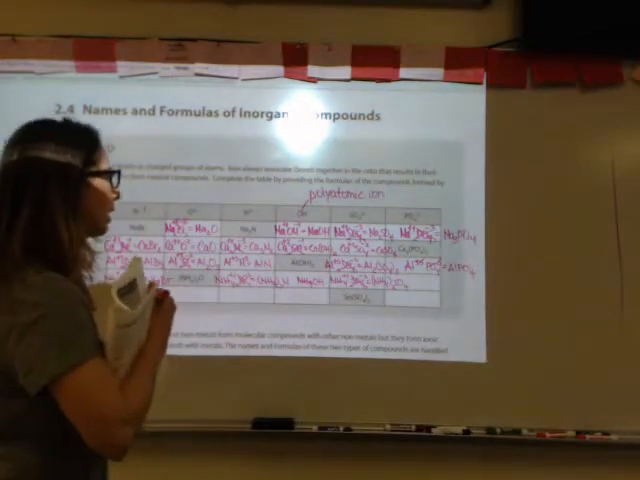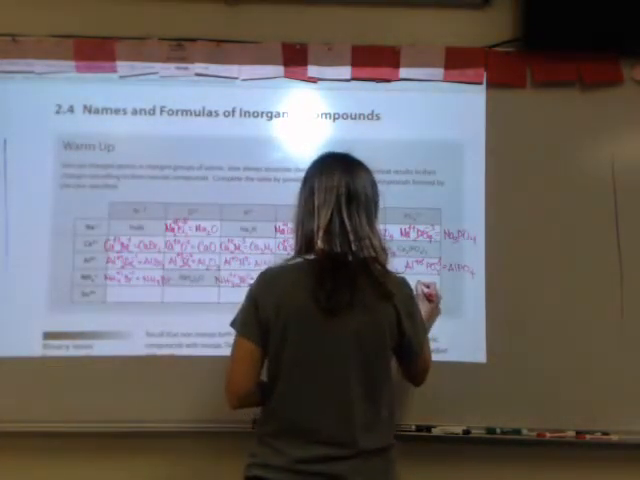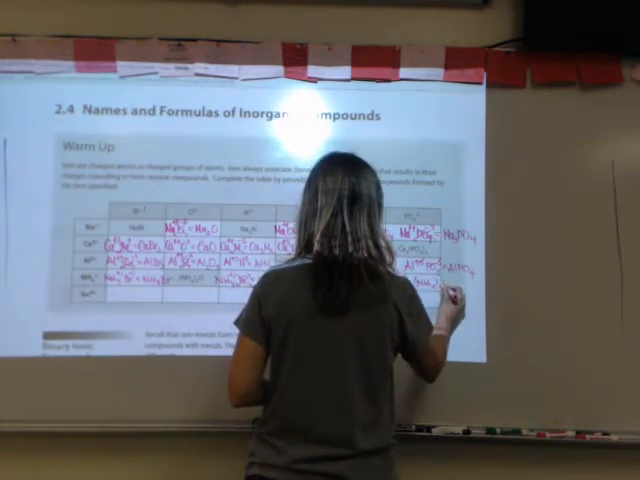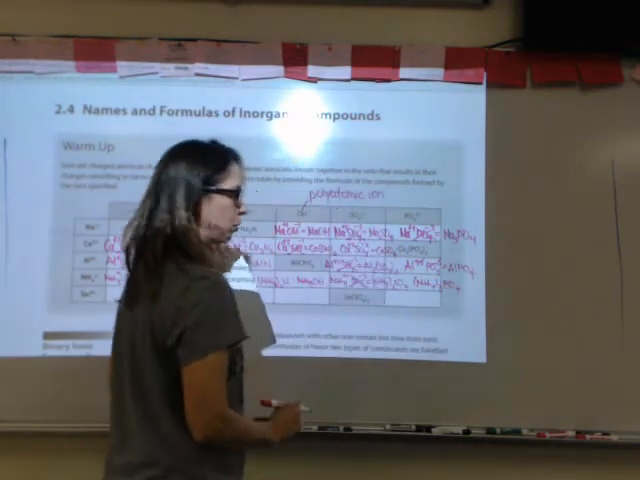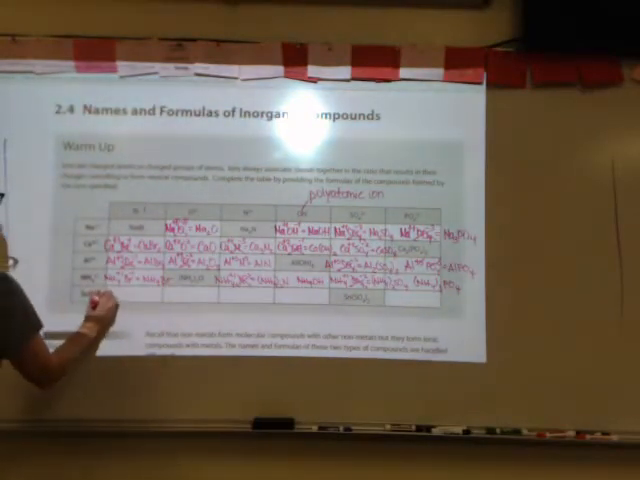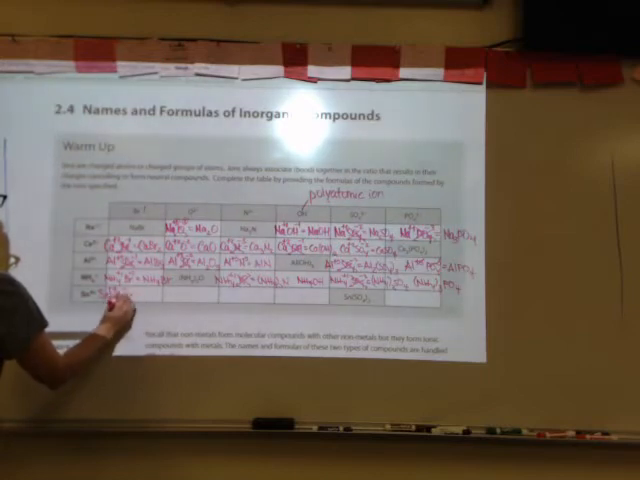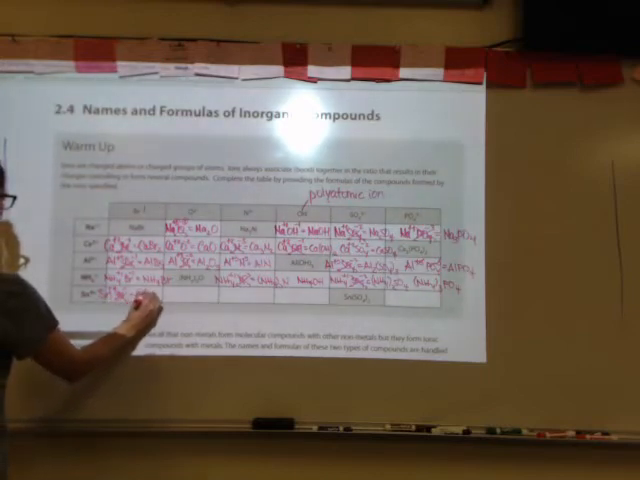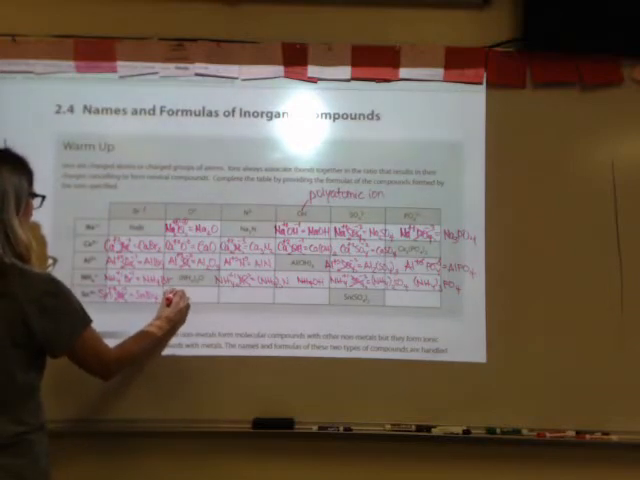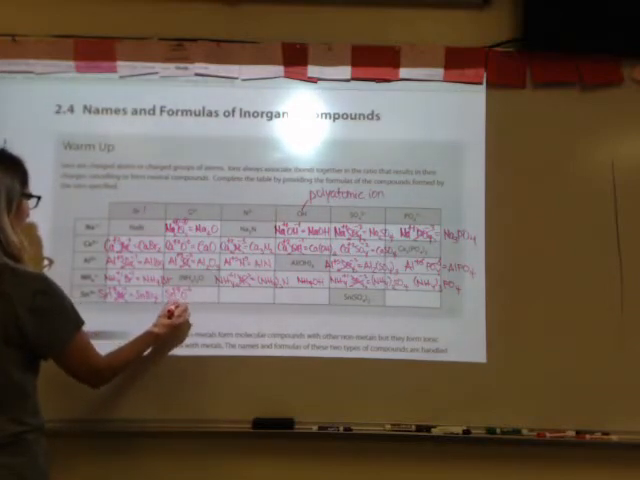When I bring together NH4 and PO4, that's going to give me 3 NH4s with 1 PO4 in the neutral compound. The last row, Sn+4 and Br-1. Cross the numbers and the charges to give you SnBr4. Then Sn+4 and O-2.